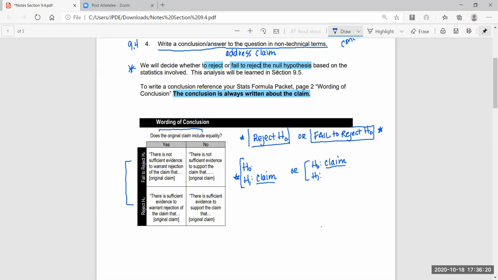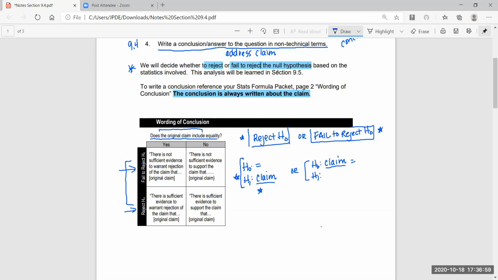Okay, so let's look at this little table. The first thing I want you to notice, you're going to look at either reject or fail to reject on the side. And then up at the top, it will ask the question, does the original claim include an equal sign? Well, the equal signs are up here, right? The equal signs are in the null hypothesis. So it's basically asking, is the claim in H0 or is the claim in H1? We've written these here. So let's look at this situation first.